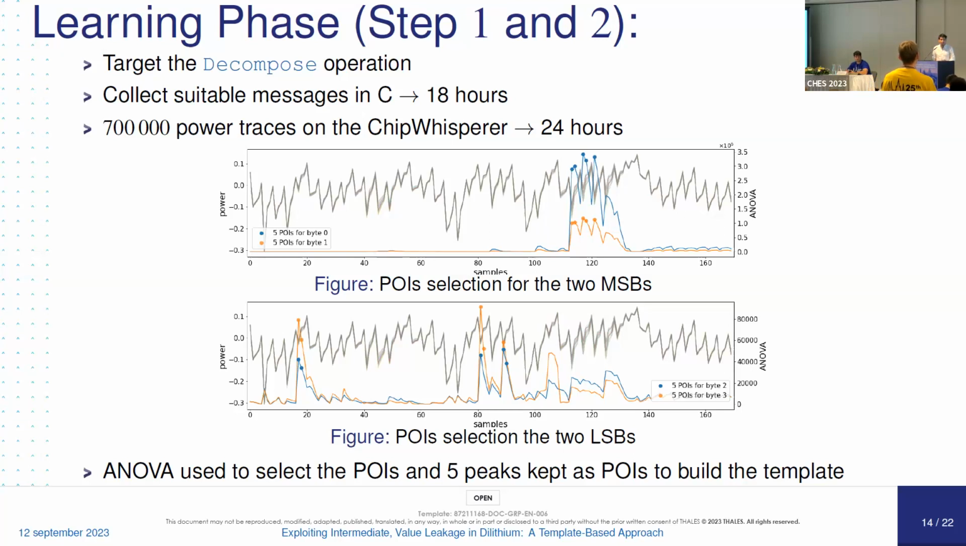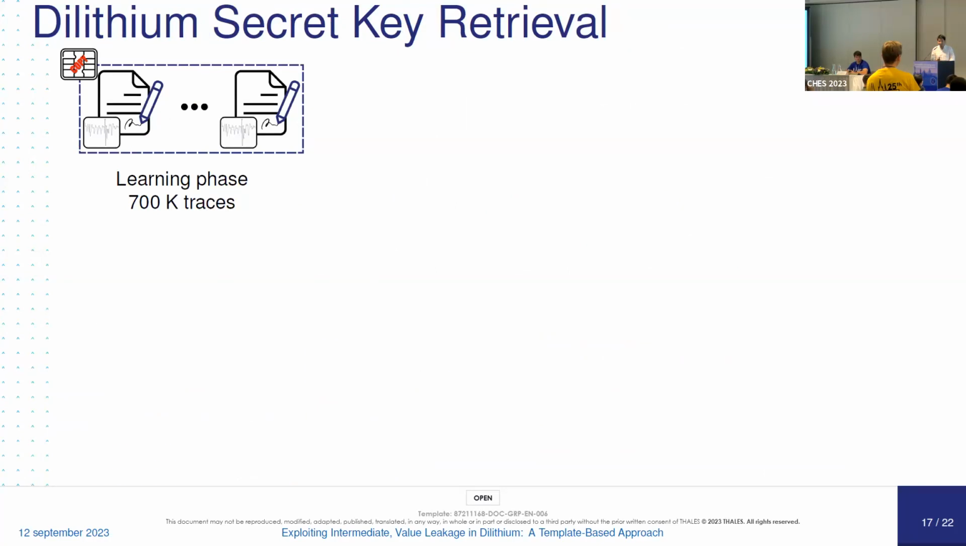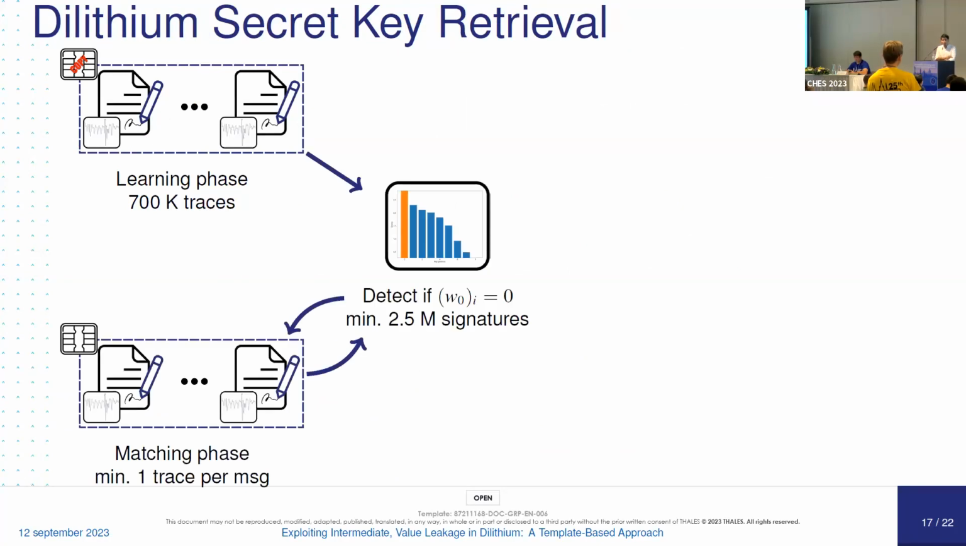Okay, and if I got it very well, for the learning phase, you use 700K traces. Yes. And for the exploitation phase, you use 2.5 million. And so, yeah, this is a bit tricky to explain. So here, for the learning phase, we use 700K traces to build a template.